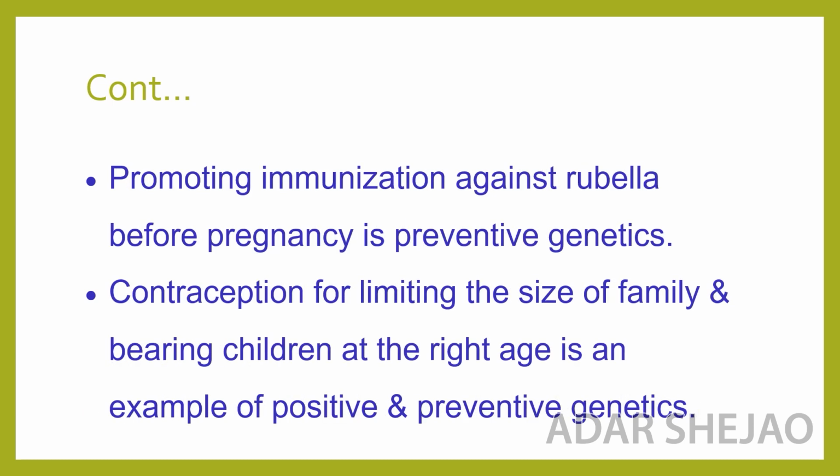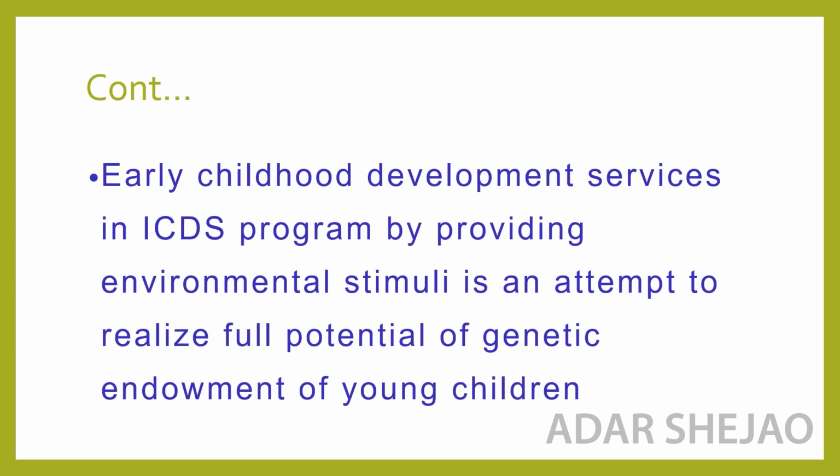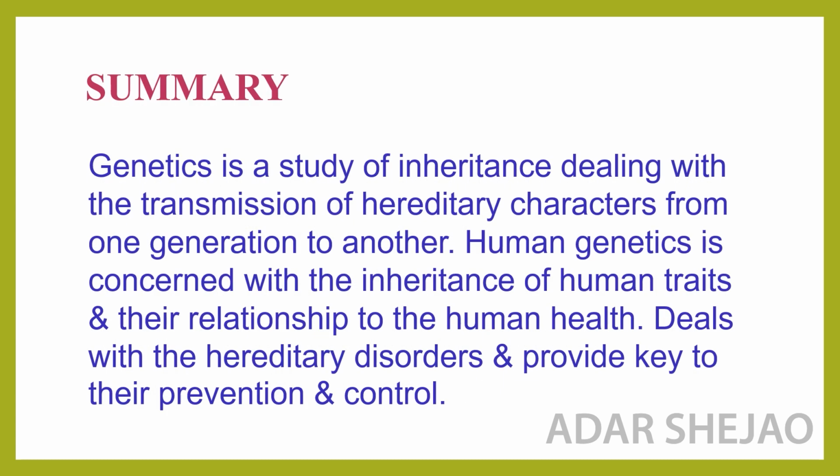Promoting immunization against rubella before pregnancy is preventive genetics. Contraception for limiting the size of the family and bearing children at the right age is an example of positive and preventive genetics. Improving nutritional status and consumption of iron and folic acid. Use of ultrasonography to detect defective children is essentially a good screening activity. Early Childhood Development Services in the ICDS program, by providing environmental stimuli, is an attempt to realize the full potential of genetic endowment of young children.